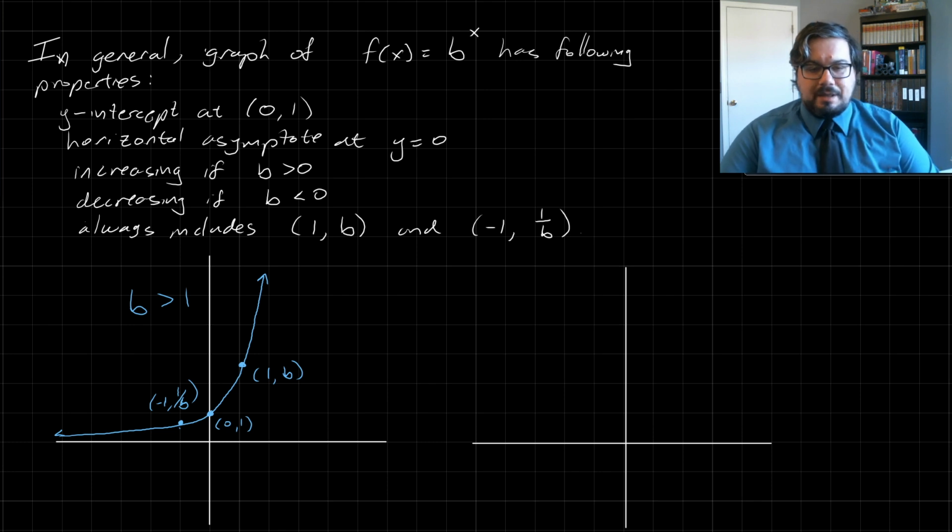And then when b is less than 1, we still have the point 0, 1, and we still have the point 1, b, but now b is assumed to be less than 1, so the point 1, b is somewhere there. And if that's the case, then the point -1, 1 over b will be like this, because that'll be greater than 1.